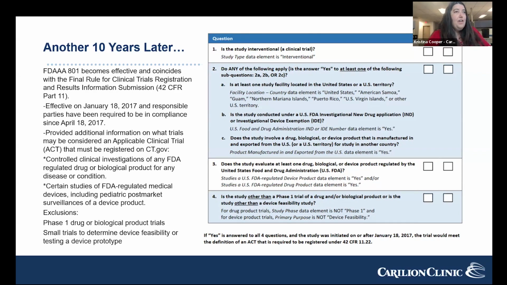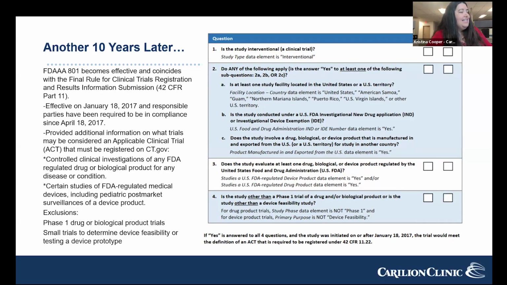So for this, the manufactured definition is very broad. So even if all the components of your investigational product are being created within a different country, but your label for that product is being created in the United States, the answer to that actually is going to be yes. So you just need to be able to answer one of those, though, for the full question to be a yes answer.